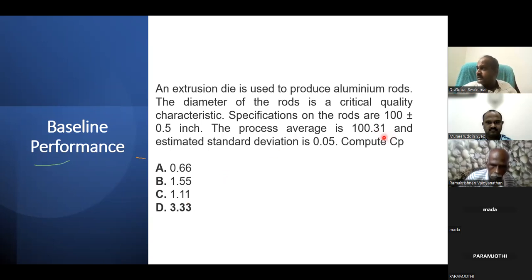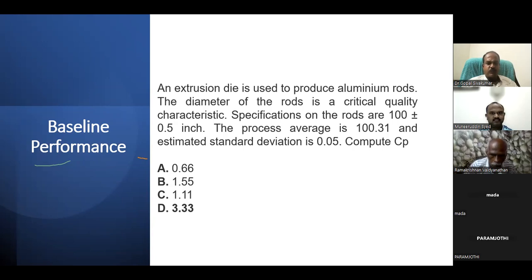And the process average is 100.31, and the estimated standard deviation is 0.05. Compute Cp. Will you be able to calculate this? Yes, sir. So how will you calculate? Can you please calculate and find out the answer? Do you have any calculator with you? 3.33. Very good. Let me check.